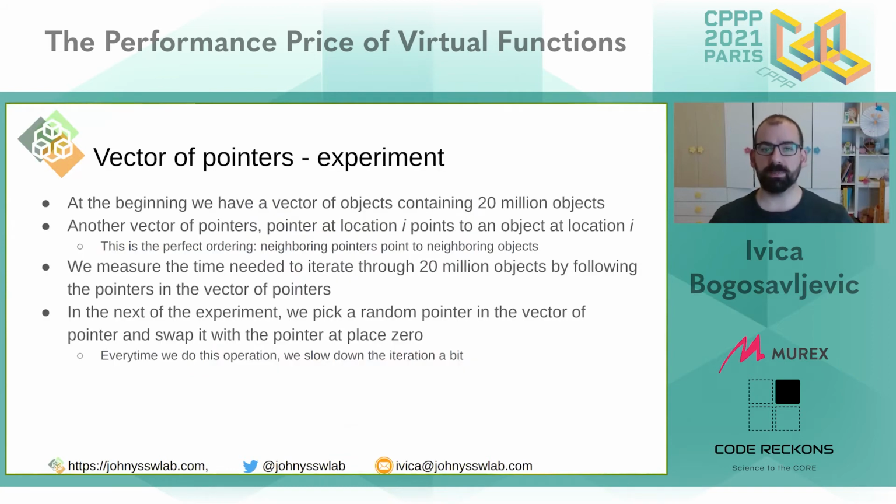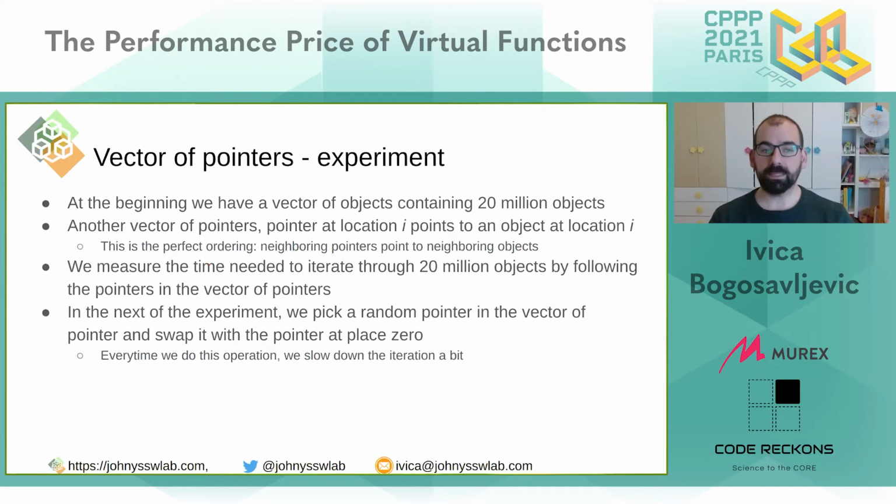So let's do an experiment. At the beginning, we have a vector of objects containing 20 million objects. We have another vector of pointers, and the pointer at location E points to the object at location E. So this vector of pointers just points to the vector of objects we just allocated. If we set it up like this, we have a perfect ordering because neighboring pointers point to neighboring objects.